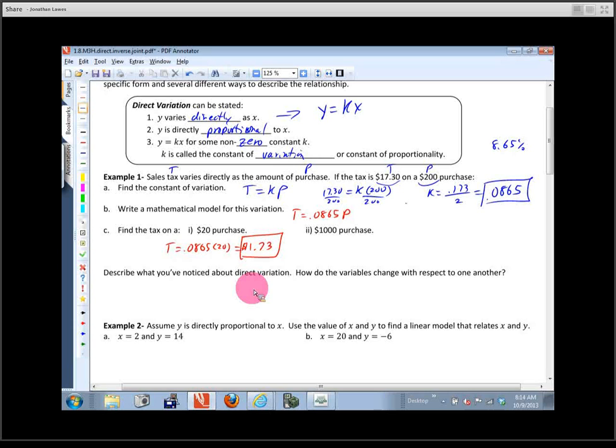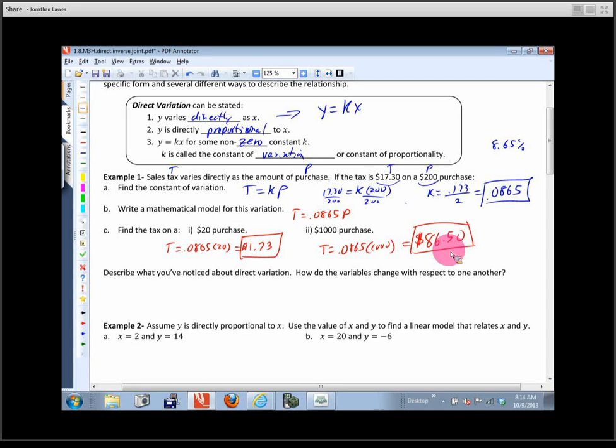Okay. What about on a $1,000 purchase? 0.0865 times 1,000. So what's the tax on that $1,000 purchase price? $86.50, right?